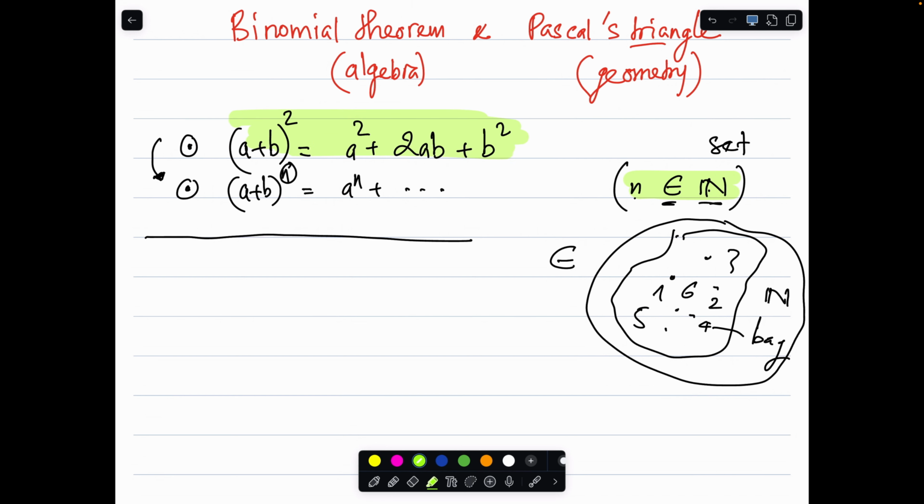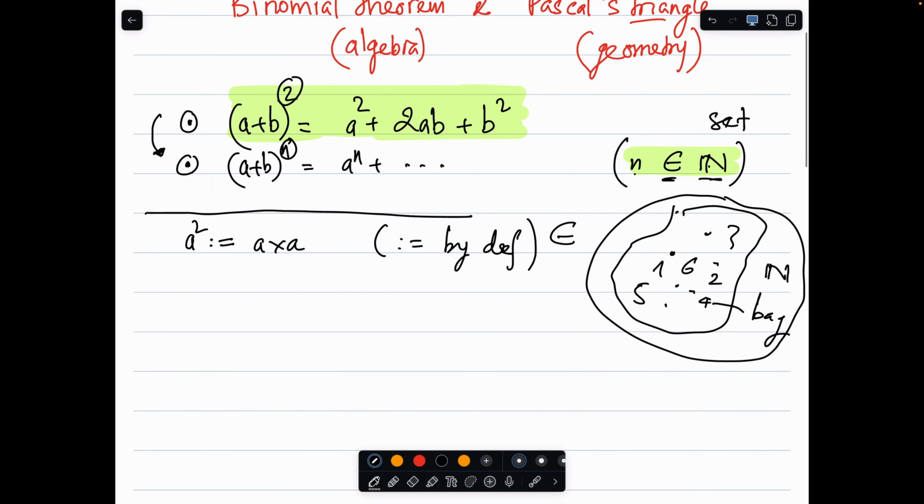Okay, now I want to prove this one. I know it's easy, but I want to emphasize that you understand it 100%. So first we have to understand what this means. A squared by definition is a times a. When I write this, it means by definition. So by definition, then you don't ask. This is how we default. So a plus b squared is by definition a plus b times a plus b.